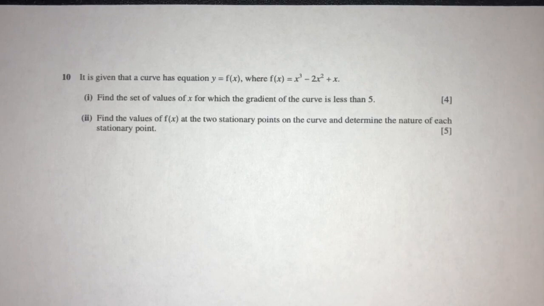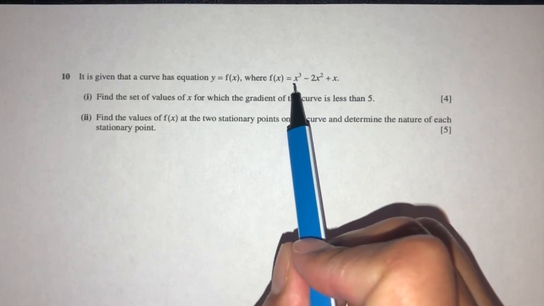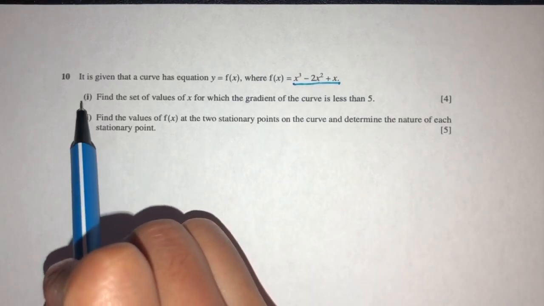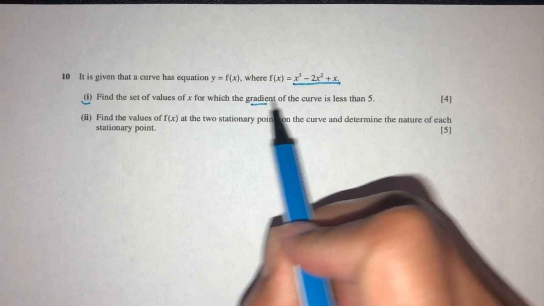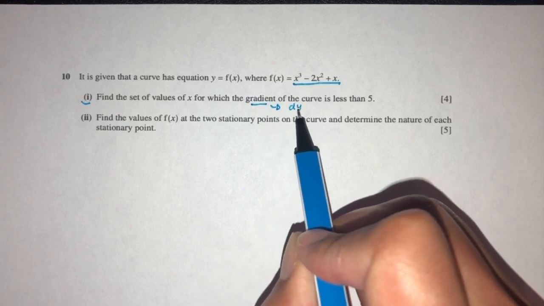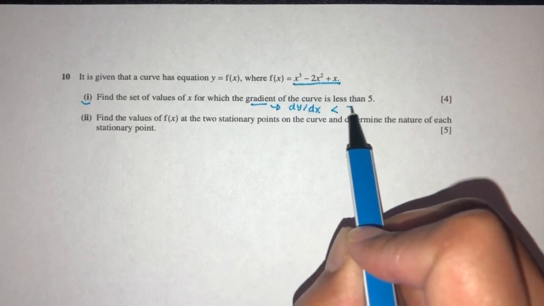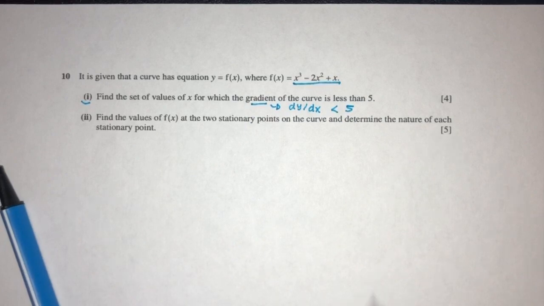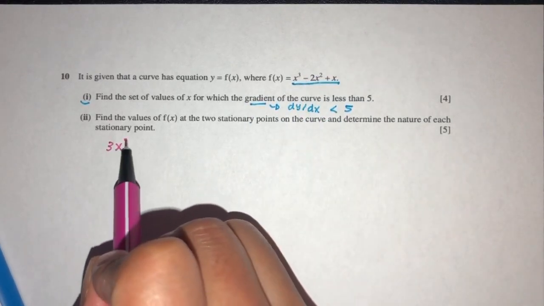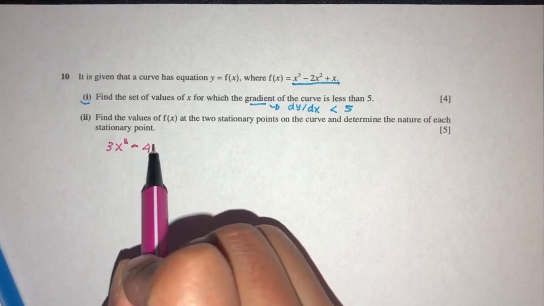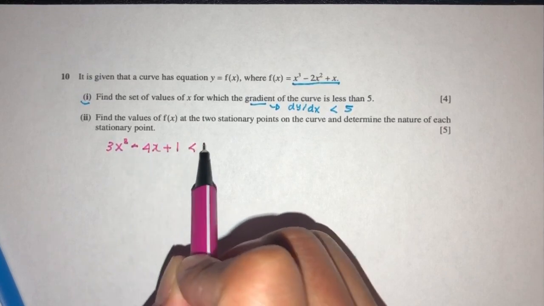It is given that the curve has equation y equals f of x, where f of x equals x cubed minus 2x squared plus x. Now, part 1, we have to find the set of values of x for which the gradient of the curve is less than 5. The gradient of the curve is dy by dx, which has to be less than 5. So let's find dy by dx. dy by dx will be 3x squared minus 4x plus 1, less than 5.